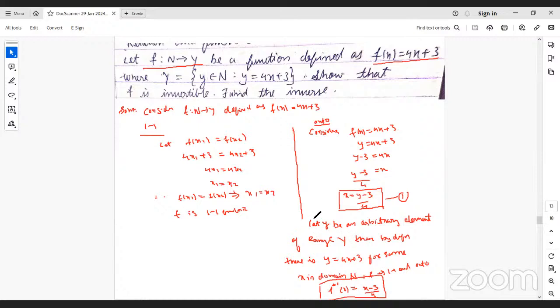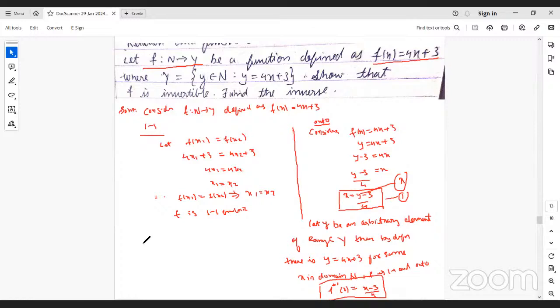This statement is very important: let y be any arbitrary element of range y, then by definition there is y equal to 4x plus 3 for some x in domain n. So for every y there is some x we need to show. After writing that we can say f is one-one and onto, therefore f inverse is equal to x minus 3 upon 4. While writing the inverse, in equation 1 we need to replace y with x, and write down the inverse of the function.